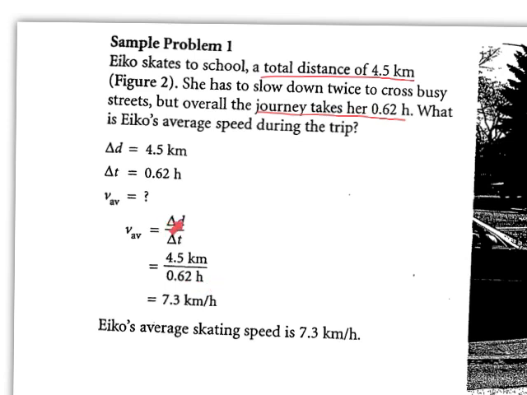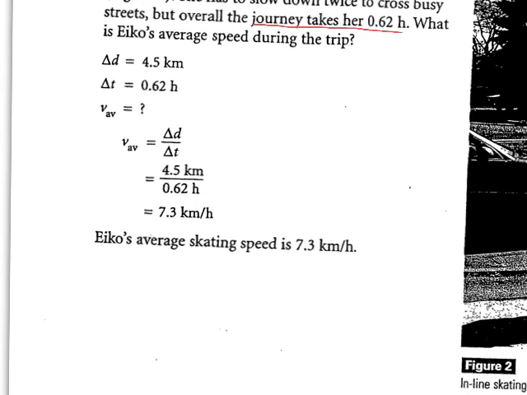So for the change in distance, I know it's 4.5 kilometers, so I know it has to sit above the bar. And then the change in time, I know it's 0.62 hours, so I know it has to sit below the bar. And this bar indicates that it's going to be division, so all I'm going to do is divide 4.5 divided by 0.62. You can punch that into your calculator to find out what it is, and we get 7.3. And we need to add the units. Here it's kilometers per hour. We indicate that kilometers per hour. So Eco's average skating speed is 7.3 kilometers per hour.